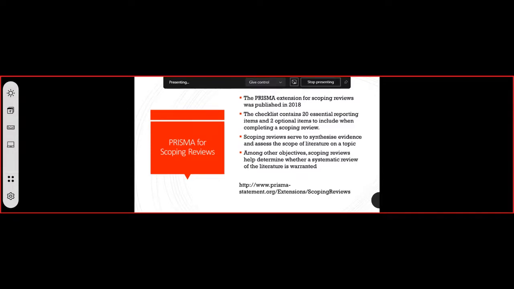Or if you wanted to publish an article on your literature review, what the journals might expect that you include in your literature review. So just a header for you so that you can go and search the checklist.